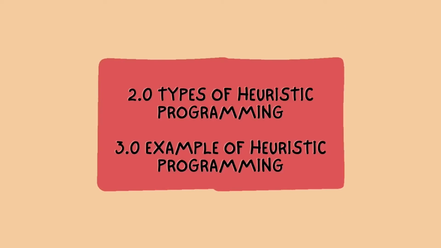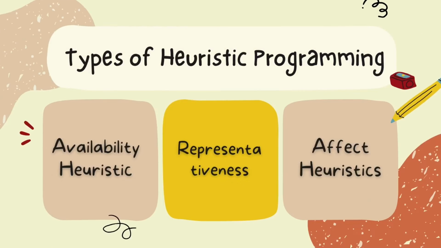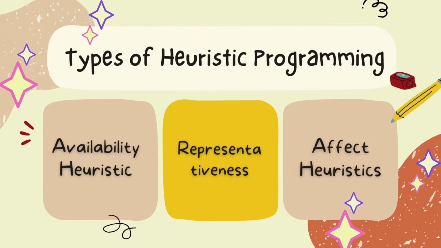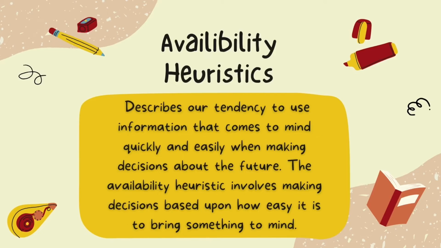Next are the types of heuristic programming and examples of heuristic programming. There are three types of heuristic programming: the first one is availability heuristic, then representativeness, and affect heuristics. Let's take a look at the first one. The first one is availability heuristics.